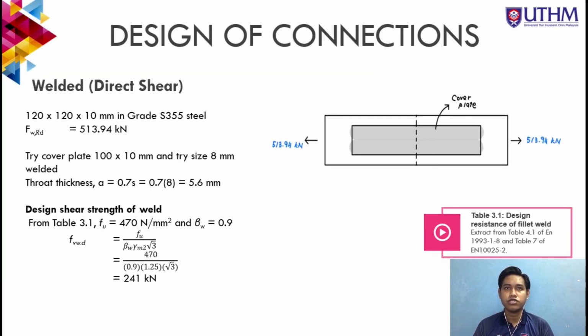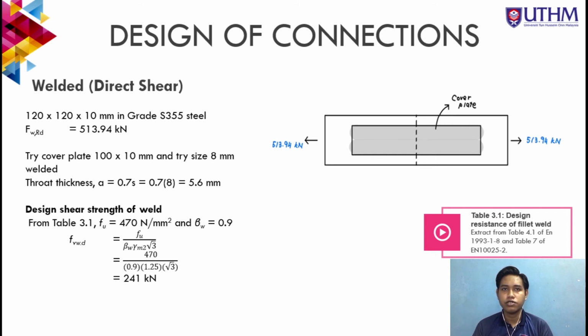So the connection that we use is welded, and the critical force that we found in the trusses is 513.84 kN. As we know, the size of trusses that we propose in STEPRO is 120 times 120 times 10 mm in grade S355 steel. So we try cover plate 100 times 10 mm and 8 mm fillet weld size. Next we need to calculate the throat thickness, and we got the throat thickness equal to 5.6 mm.